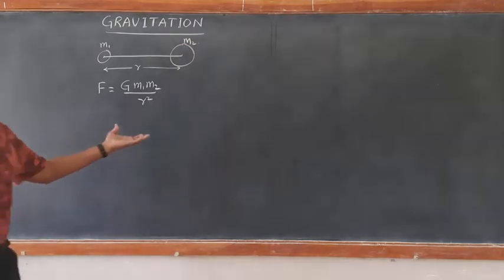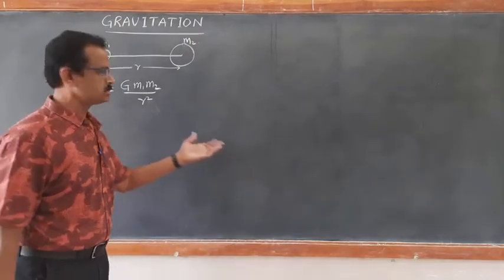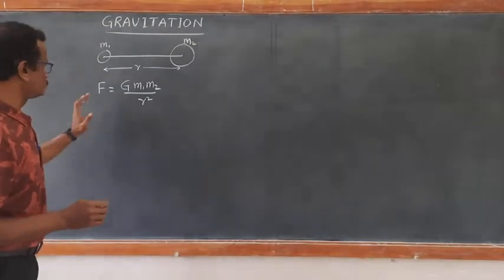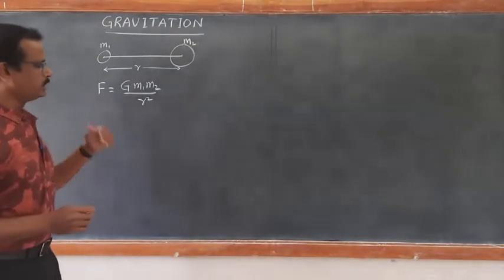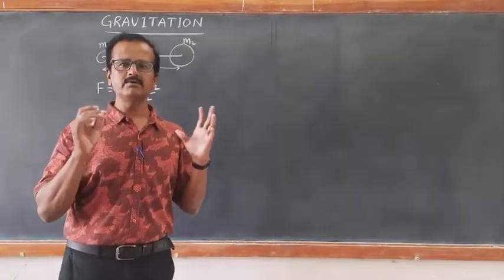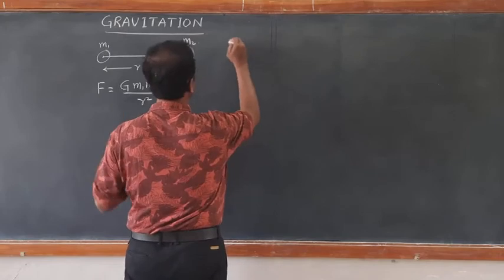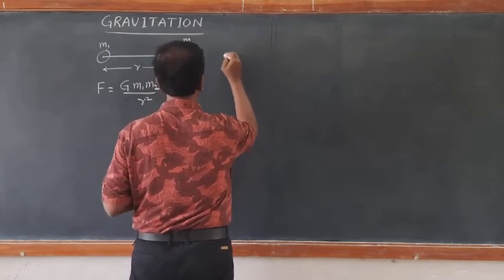Now this will not give us the complete description, because this is giving us only the magnitude. Since force is a vector quantity, we need to express this force in the vector form. So now we learn force of gravitation in vector form.